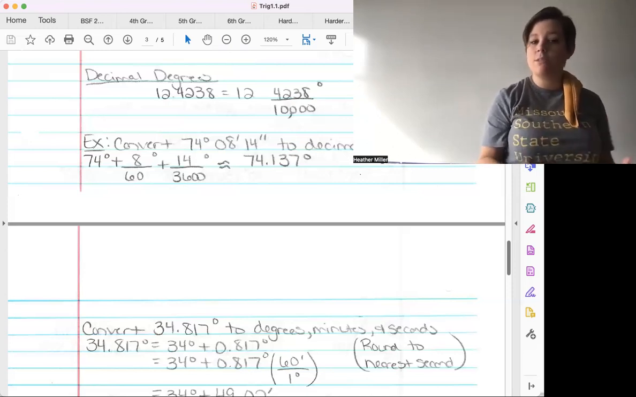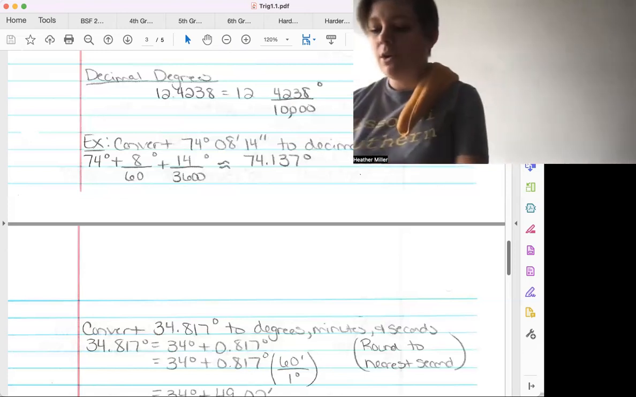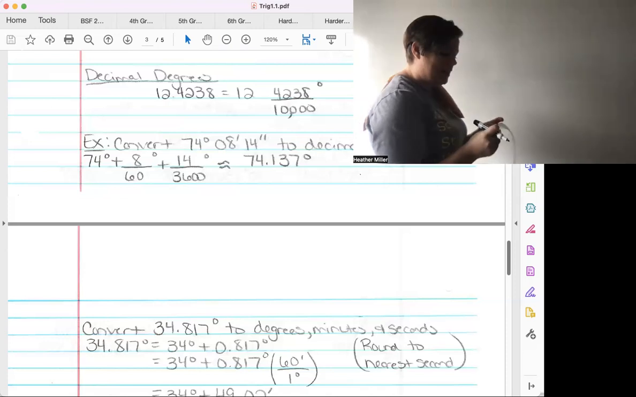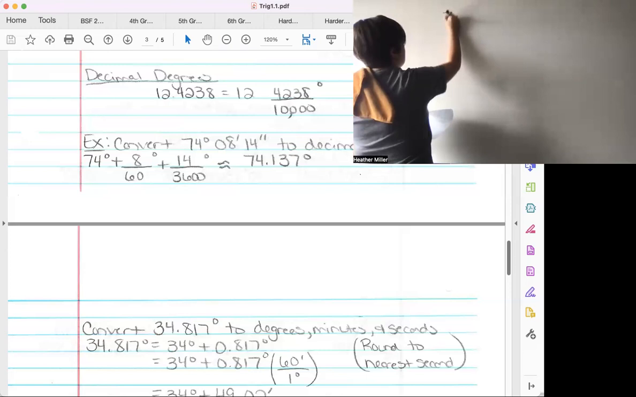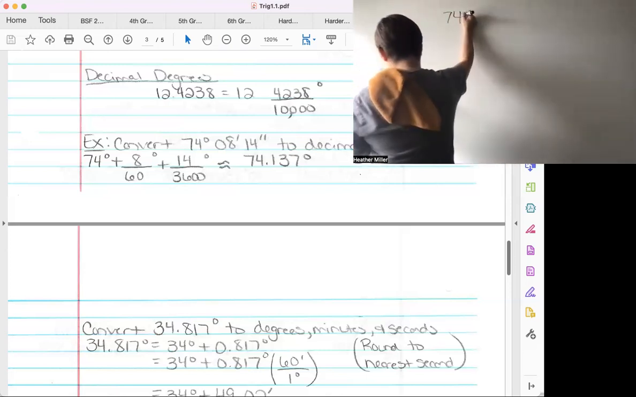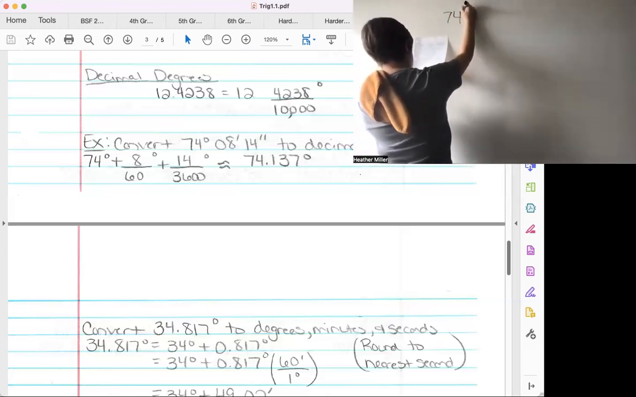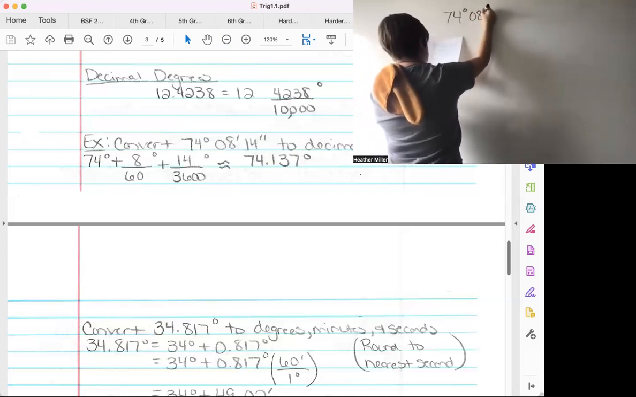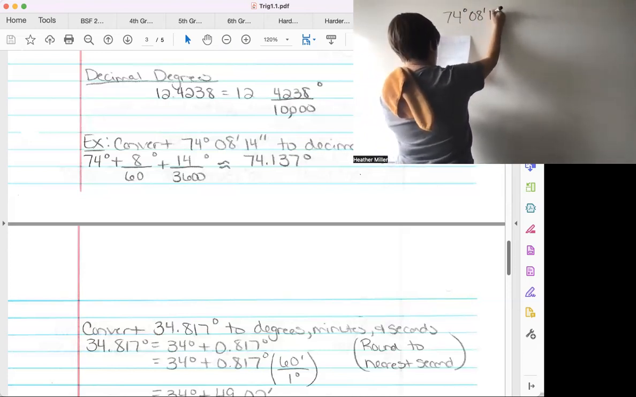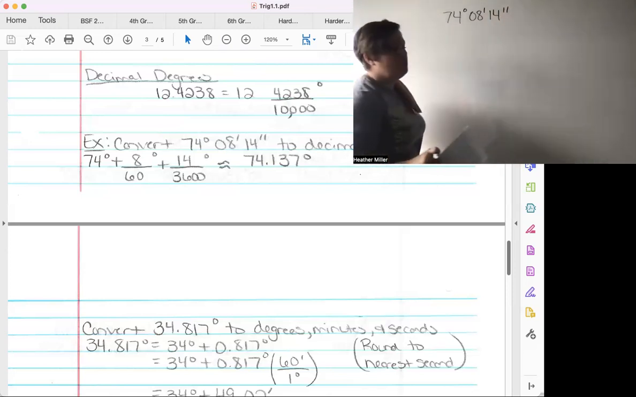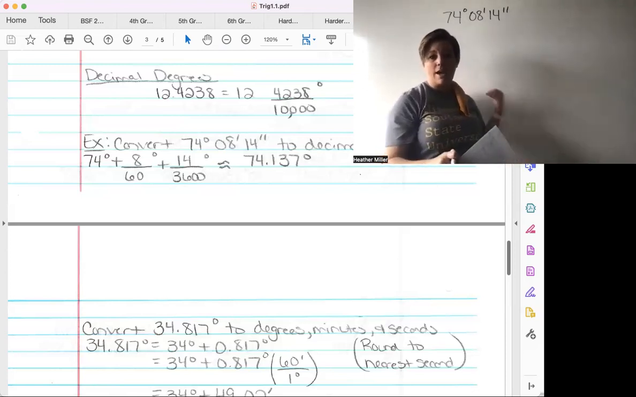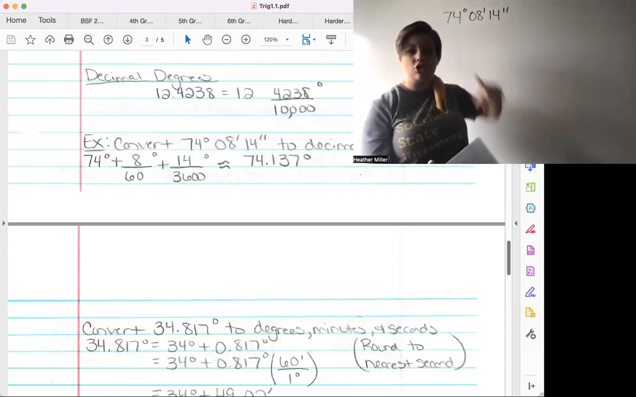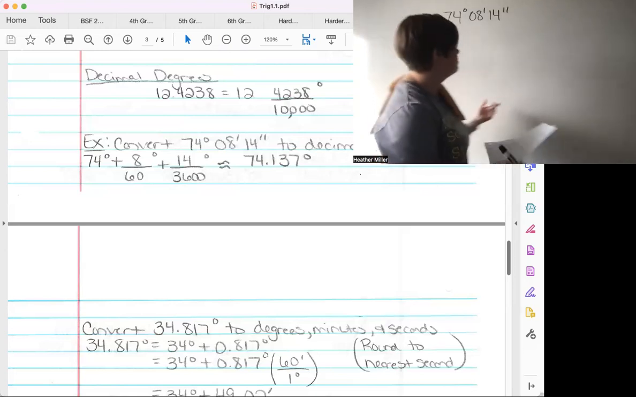And that way it's very specific that we didn't accidentally leave a number off anywhere. So what do we do? How do we get a decimal representation from that information? Well, we have 74 degrees, and we have 8 minutes, and we have 14 seconds. In order to write this all as a decimal in terms of degrees, we have to write minutes and seconds in terms of degrees.